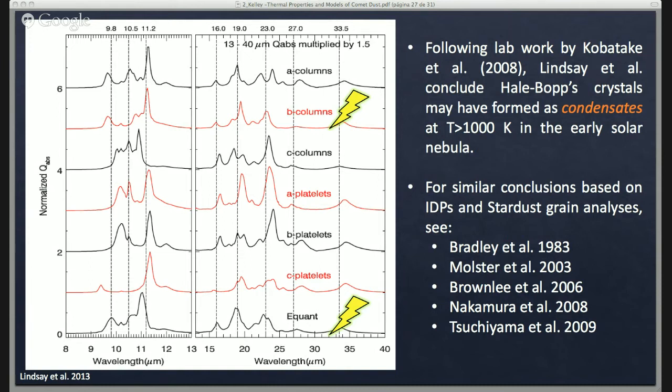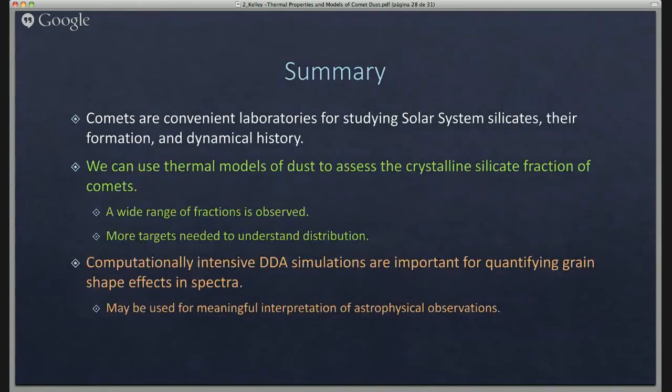So in summary, the takeaways are, well, comets are convenient laboratories for studying solar system silicates, where that material formed in our solar system, and what those processes and dynamical history are. I just said a lot. I mean, that's everything that we've been doing in comets for the last 30 years, and probably for the next 30 years, but that's why we study them.